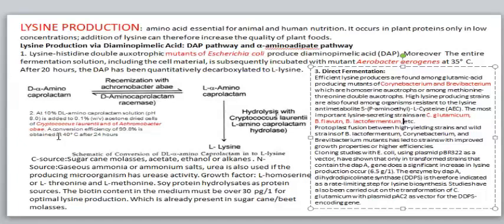The main mechanism behind this is that D-alpha amino caprolactam is racemized using Aerobacter, that is, to L.